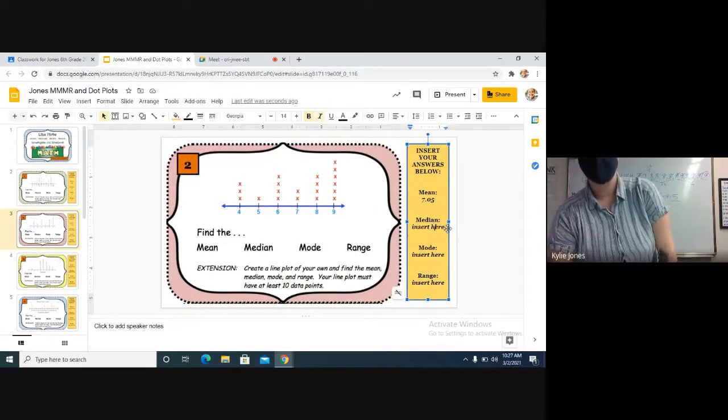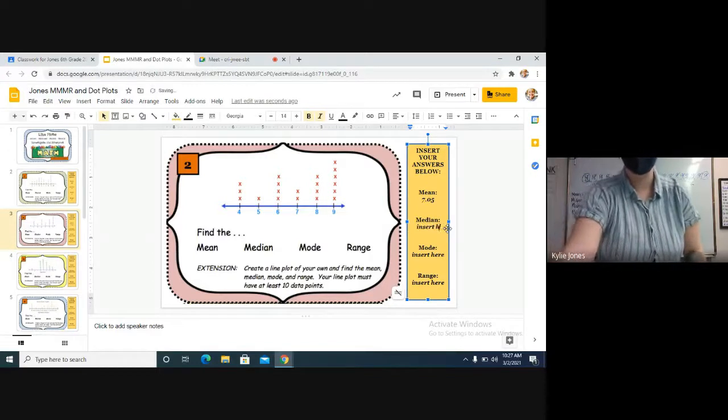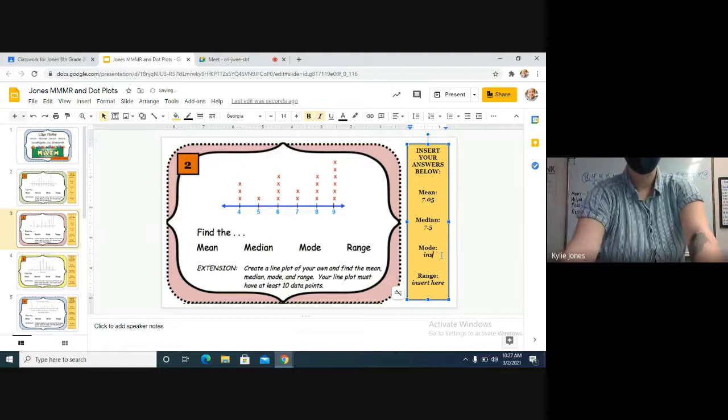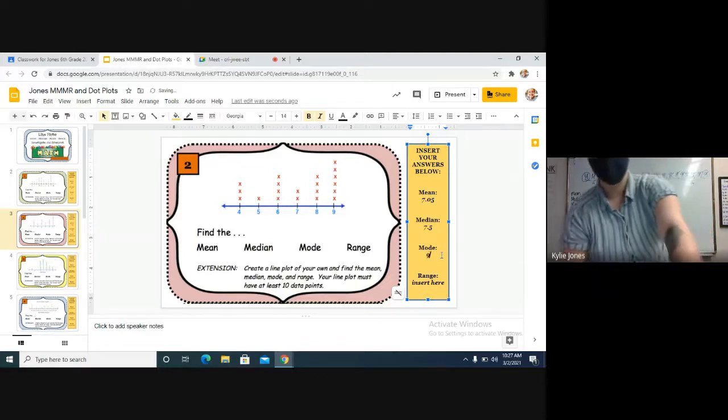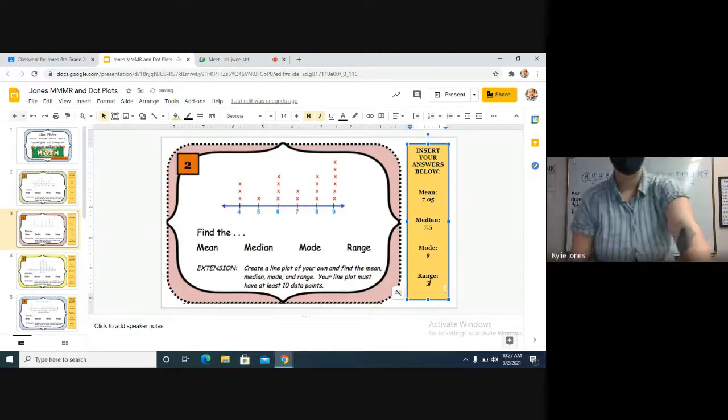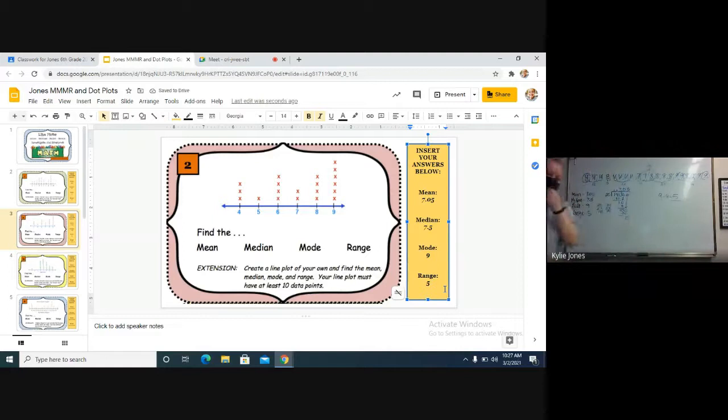So let's put our answers here. The mean is 7 and 5/100. What's the median? 7.5. What was the mode? 9. Then the range was 5. There we go. All right.